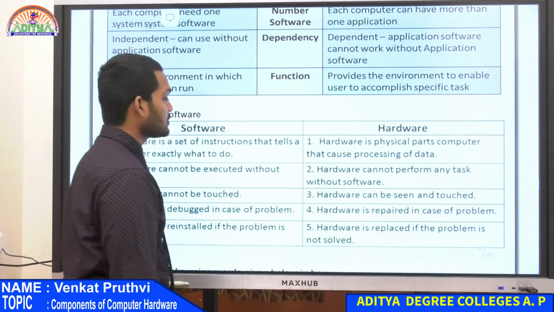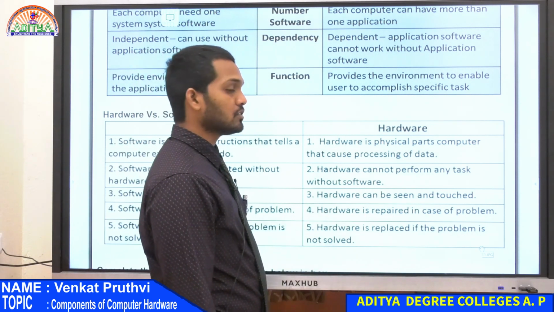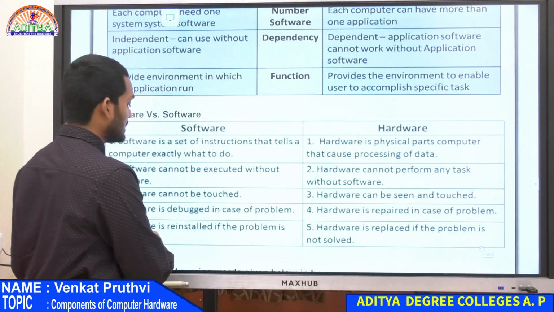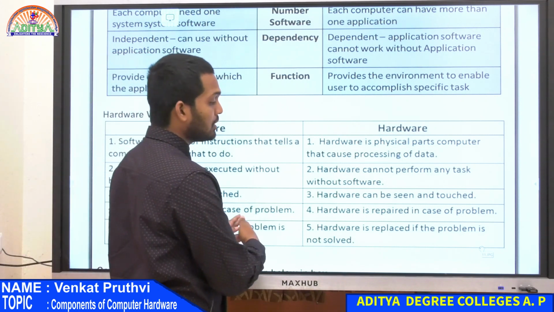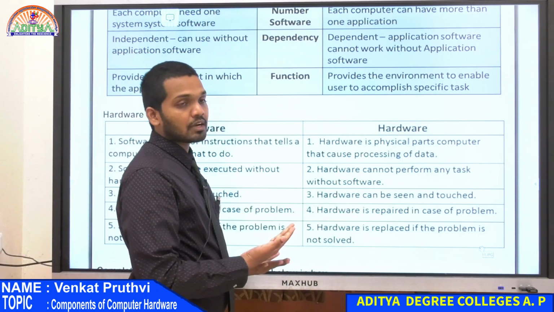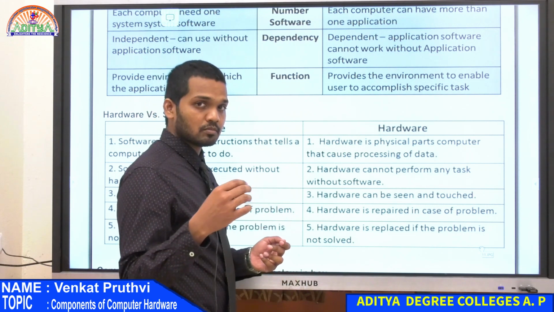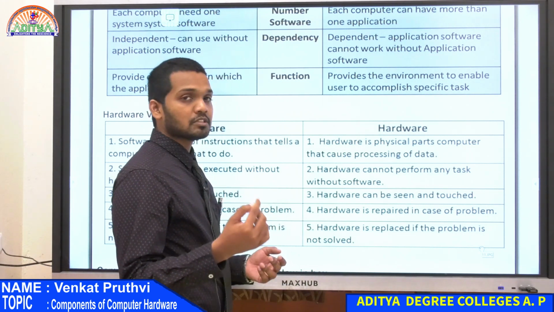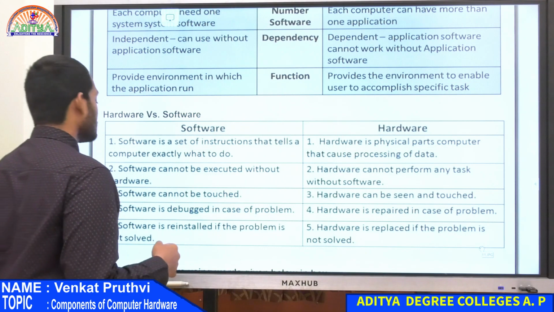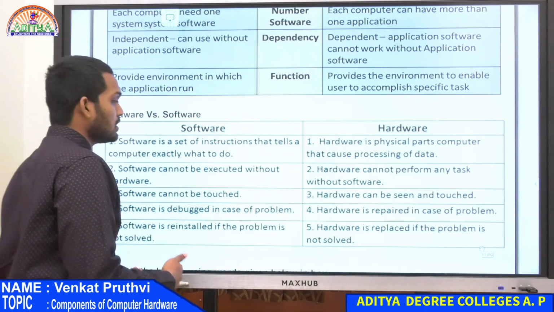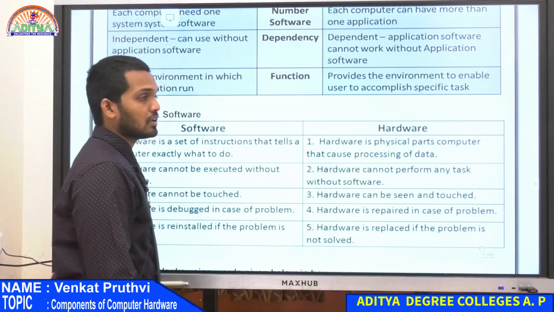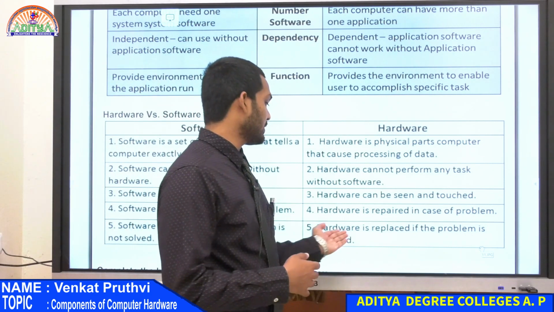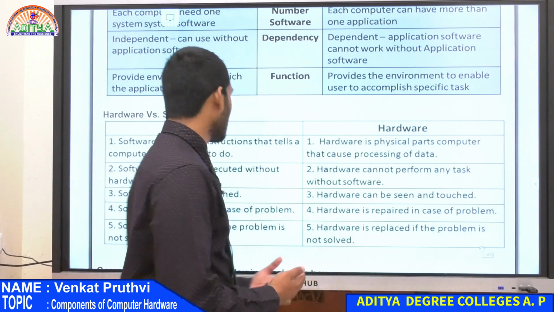Software is debugged in case of problem, hardware is repaired in case of problem. That means we make some changes or corrections to the code in the software or the program, whereas the hardware we replace, or otherwise we try to repair the damaged part in that hardware. Okay. Software is reinstalled if the problem is not solved, hardware is replaced. You won't reinstall, there is nothing like reinstallation, but we actually replace if the problem is not solved.